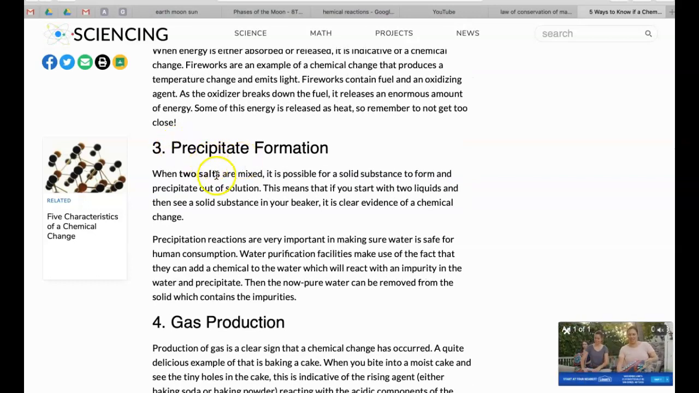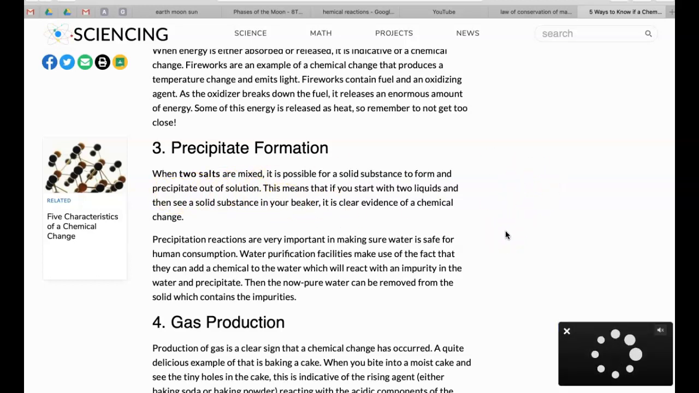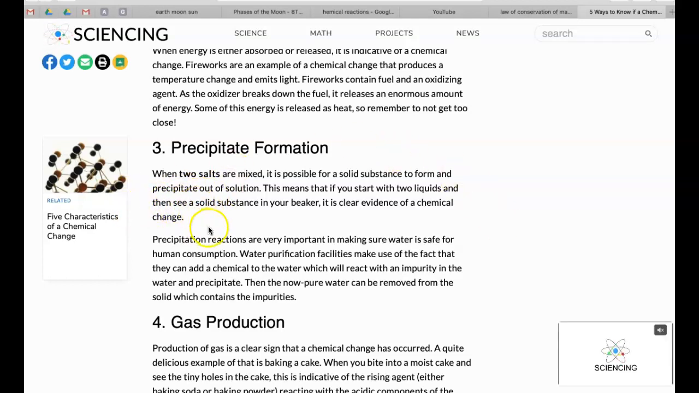Precipitate formation. When 2 salts are mixed, it is possible for a solid substance to form and precipitate out of solution. This means that if you start with 2 liquids and then see a solid substance in your beaker, it is clear evidence of a chemical change. So you're mixing 2 liquids and then that creates a solid substance in the bottom, chemical change.